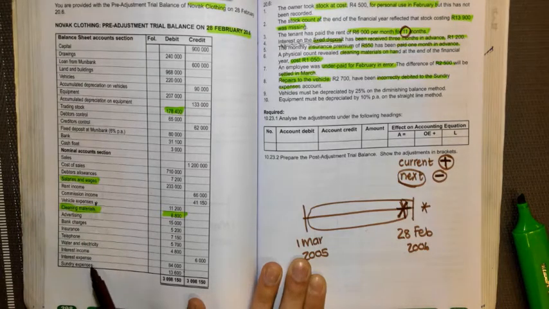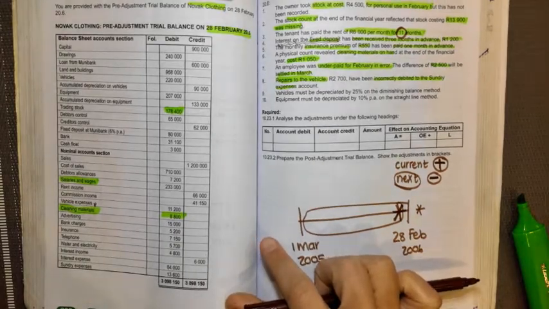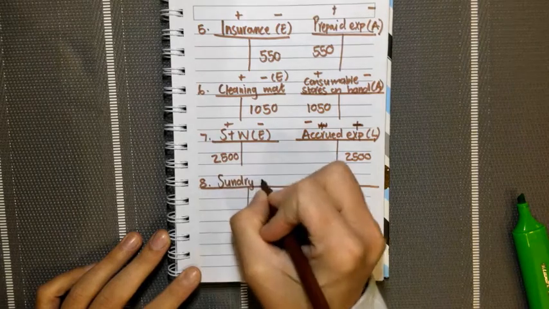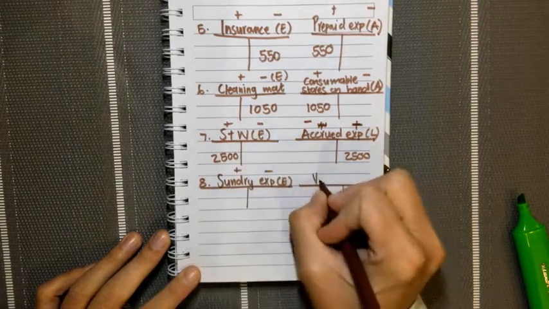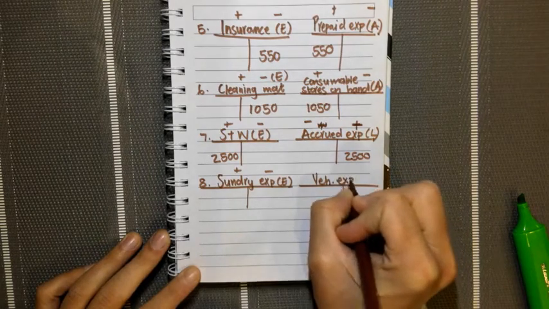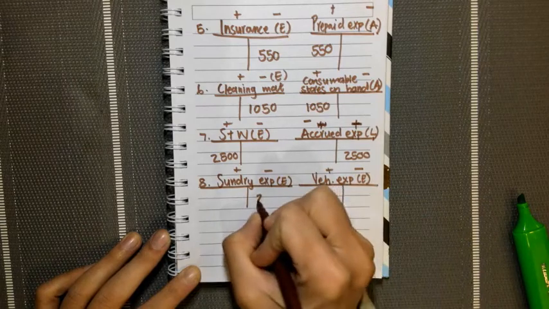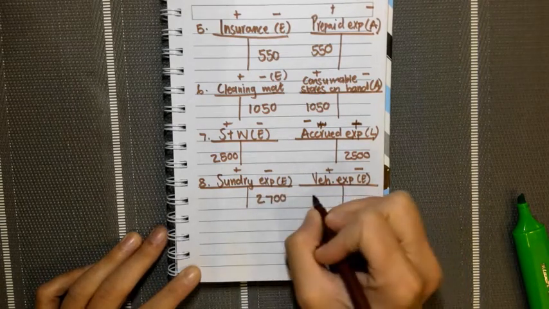Therefore, the two accounts are sundry expenses, which is an expense, and vehicle expenses, which is also an expense. You minus the 2,700 in the account where it shouldn't be, in sundry expenses, and you add it to the account where you want it. Okay, so minus in sundry, plus in vehicle expenses.